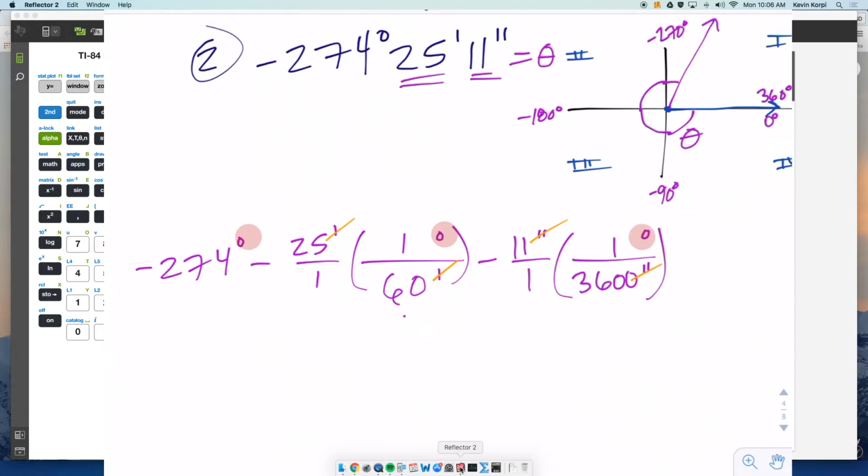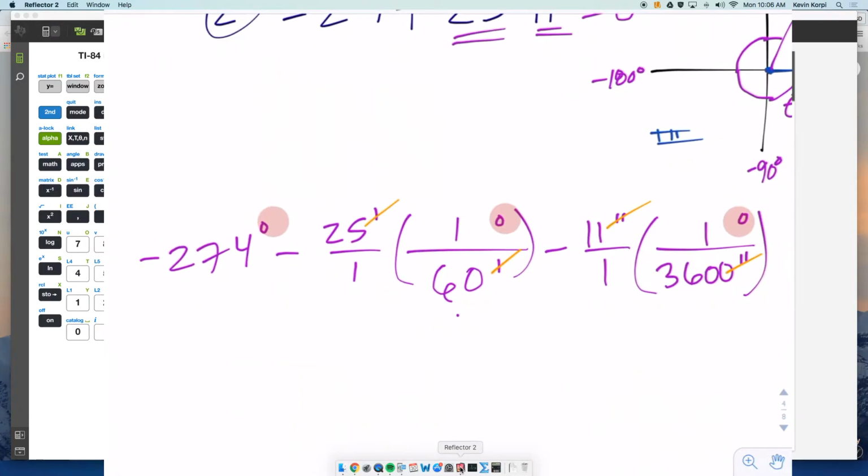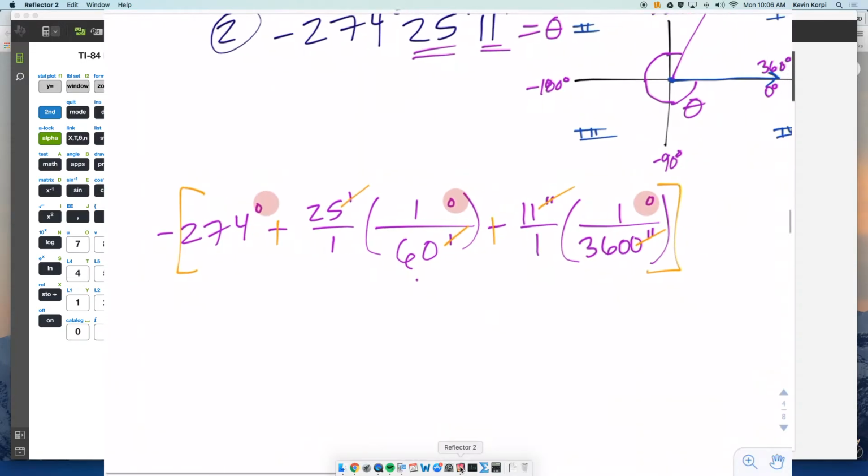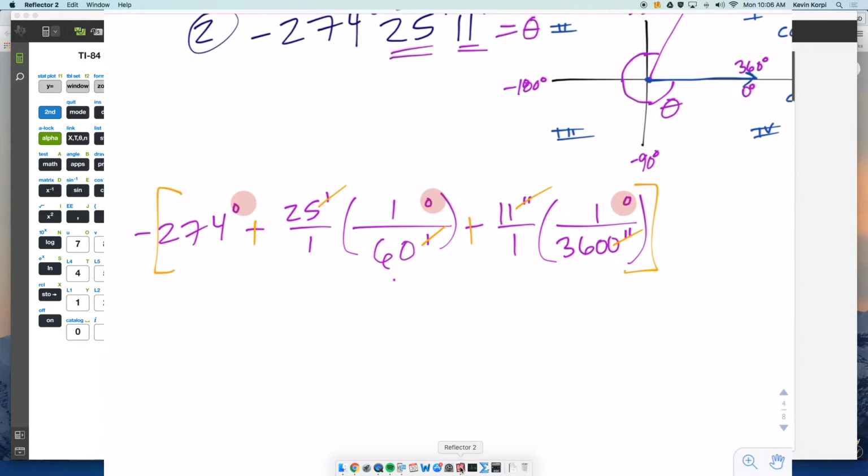Now, if you don't want to make them all negative, here's another way you can do it. You can put a big bracket out front and then add them up inside the bracket and then just make your answer negative at the end, however you want. But you better not have anything canceling out. I'm just going to keep them all as negative.